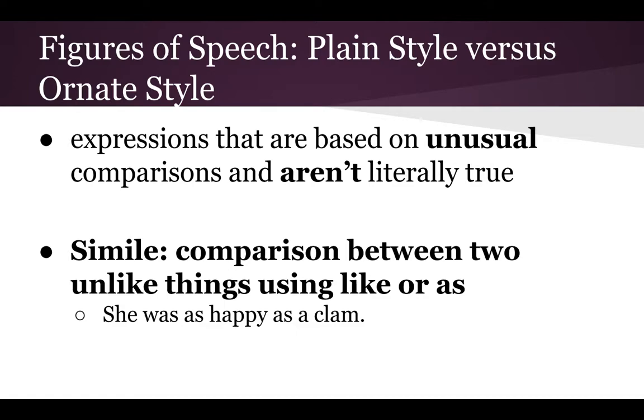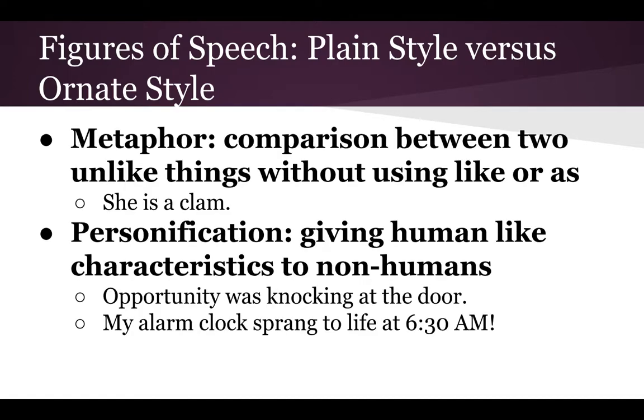The most common types that you all have heard: simile, comparing two things using like or as. For instance, she was as happy as a clam. She was happy like a clam. That would be a simile because it uses like or as. A metaphor is a comparison between two unlike things without using like or as. So instead of saying she was as happy as a clam, you would just say she is a clam. So you just directly put it out there.